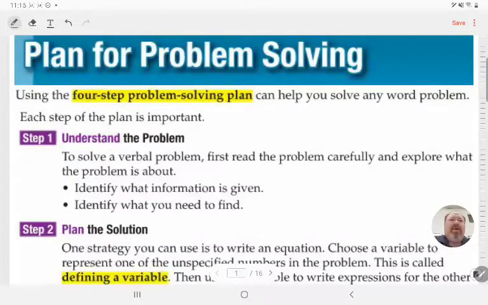So when you plan for problem solving, you will use a 4-step problem solving plan. So you're going to do understand, plan, solve, and check. So let's take a look a little bit more in depth on what those are.